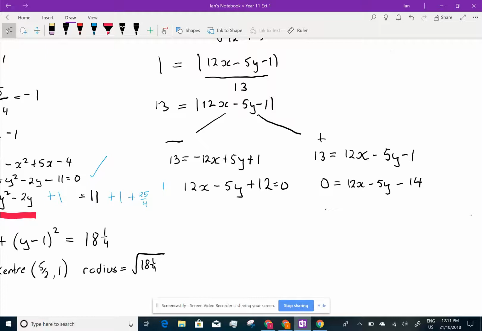And we can see the 12 and 5 in there. And we check our answers. So what do we need? Question 20, 12x minus 5y minus 14 equals 0, and 12x minus 5y plus 12 equals 0. So that's question 20. Let's finish up now. Question 24.